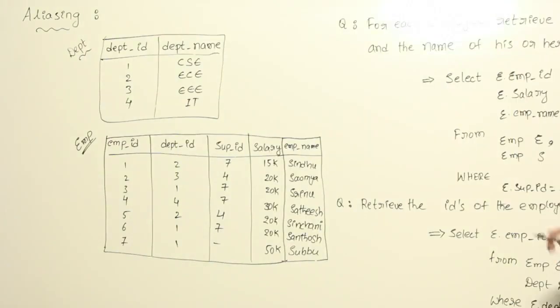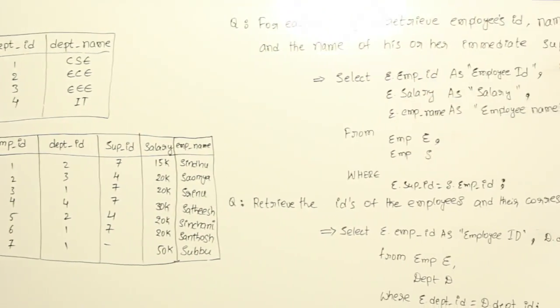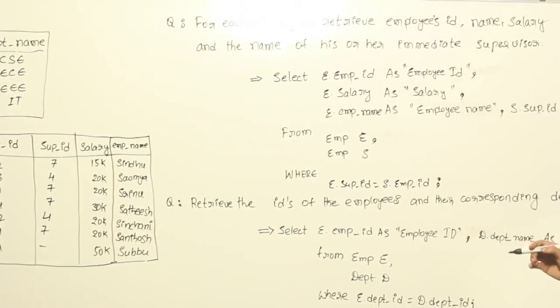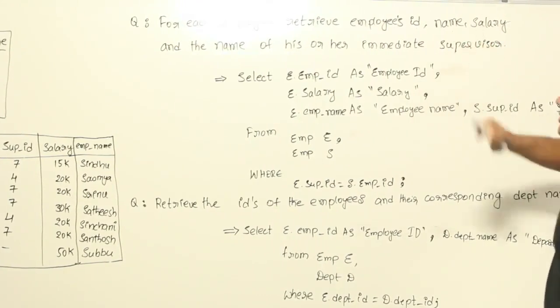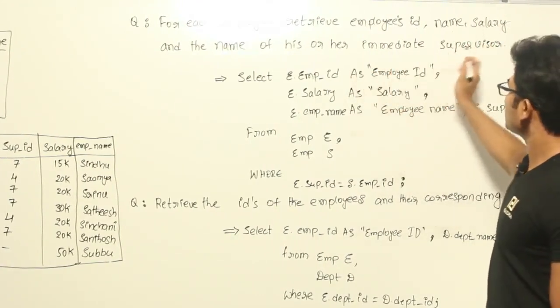Now let's see this question. For each employee, retrieve employee's ID, name, salary, and the name of his or her immediate supervisor. So now for a given employee, we are supposed to find out the employee's ID and the name and salary and his or her immediate supervisor.